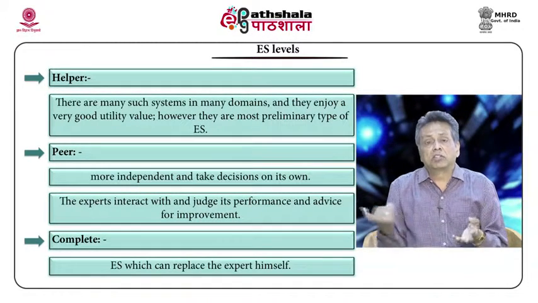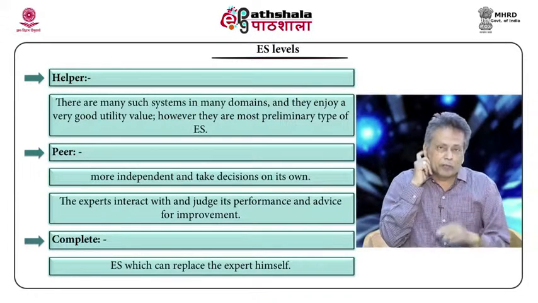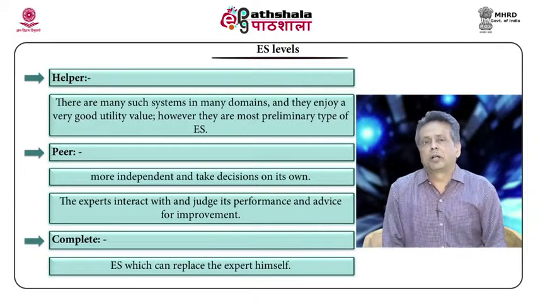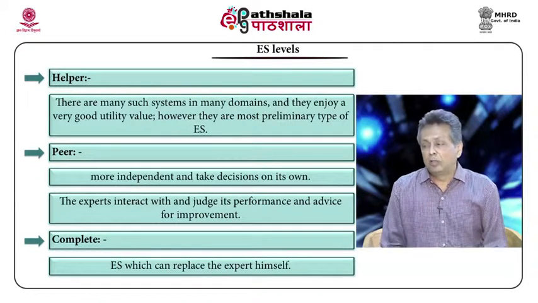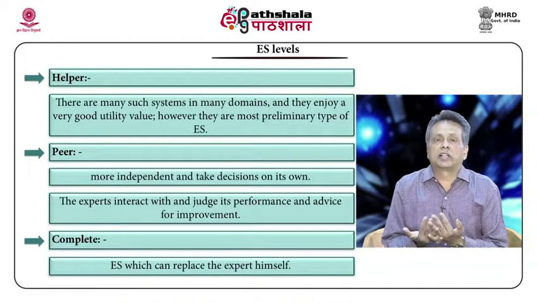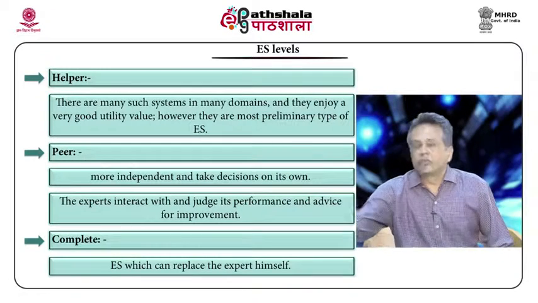And the third level is an expert system working on its own without any monitoring. In fact, the first two levels are possible to achieve so far. The third level is a little difficult to have right now, but the eventual idea of researchers is to build an expert system which can act like an expert. So, these are the three levels of an expert system.